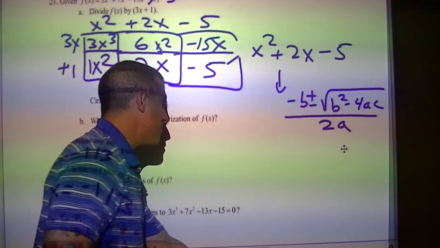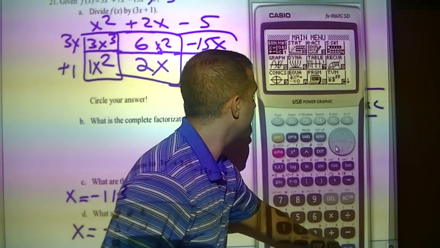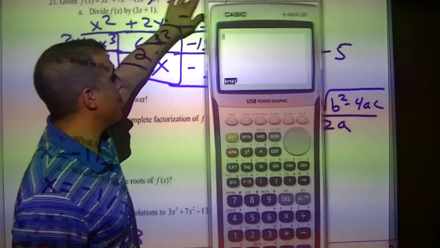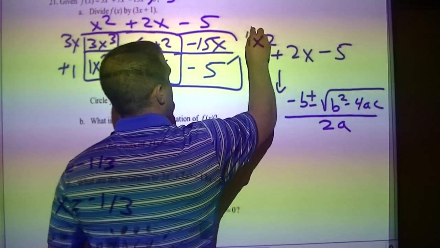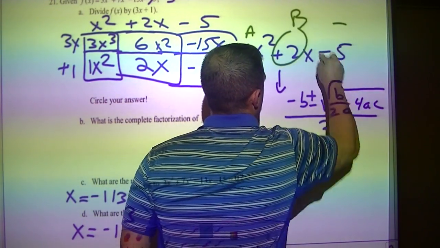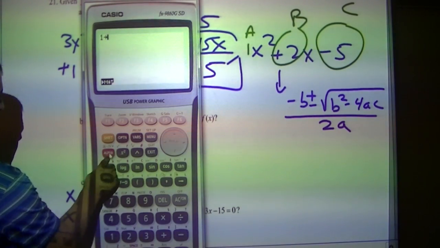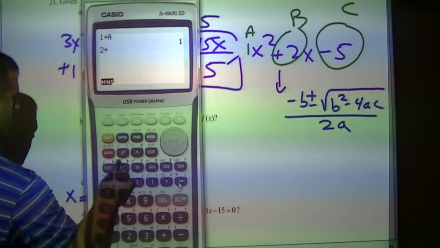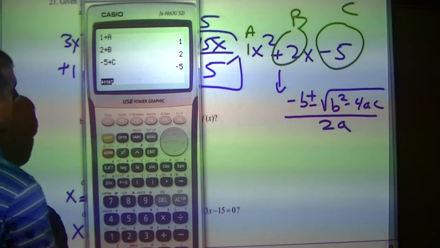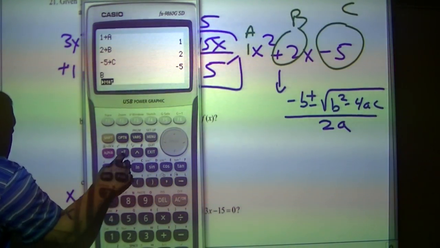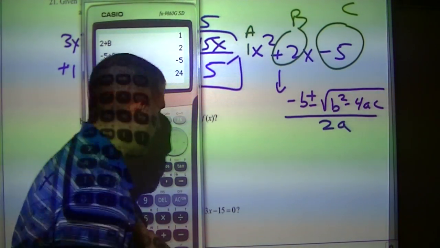So I'm going to go back to my menu, go back into run, and put some of this stuff in here. This is my A, which is 1, this is my B, this is my C. So I'm going to do 1 arrow alpha A, 2 arrow alpha B, -5 arrow alpha C. I'm doing that b squared part first: B squared minus 4 alpha A alpha C. And what I got is 24.